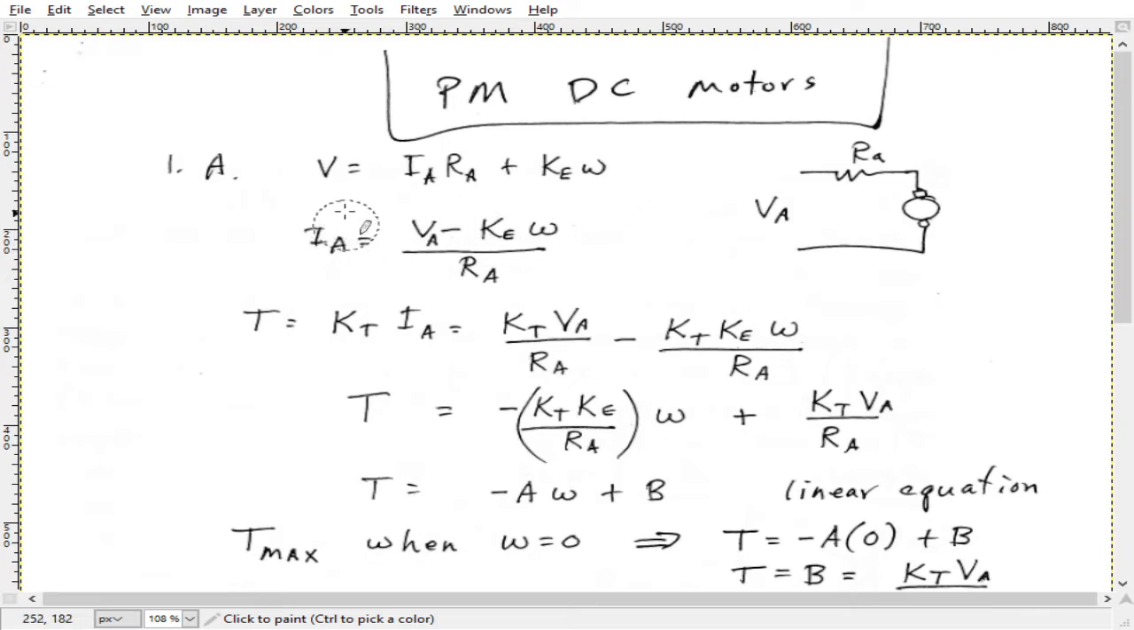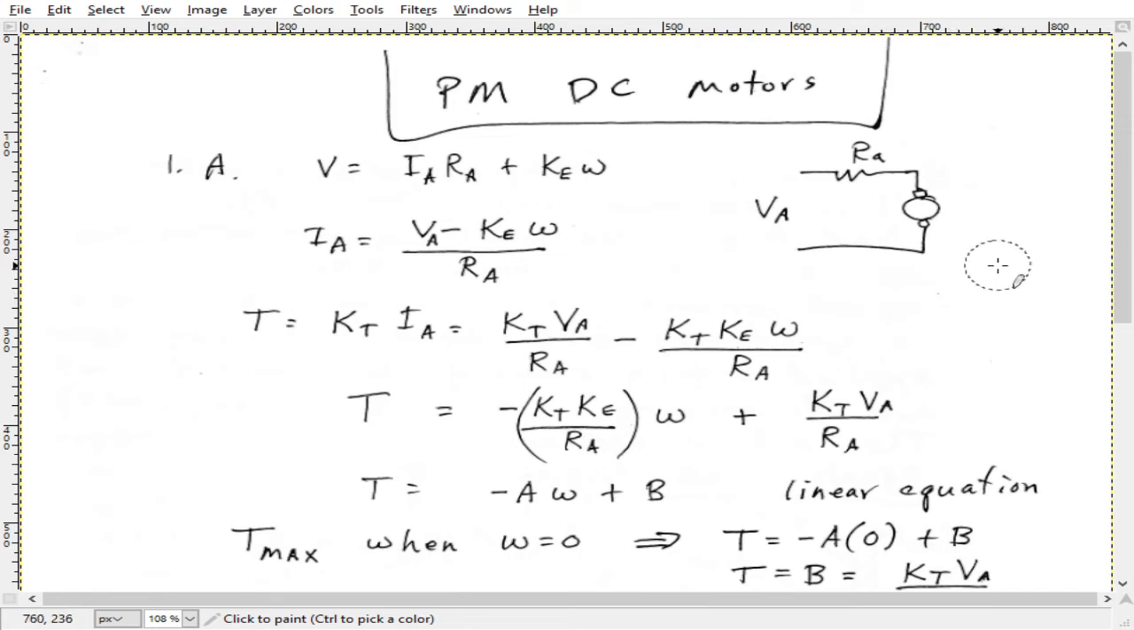Now here what I'm doing is solving for the armature current, and so what we have is the armature current is equal to the applied voltage minus this voltage induced in the armature, divided by the armature resistance. Okay, and so that's the armature current.